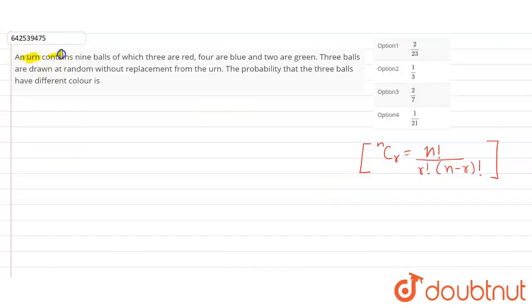The question says that an urn contains 9 balls, of which 3 are red, 4 are blue, and 2 are green. So 3 balls are drawn at random without replacement from this bag. Now the probability that the 3 balls have different colors is, so we have to find the probability that the 3 balls taken out from the urn are of different colors.